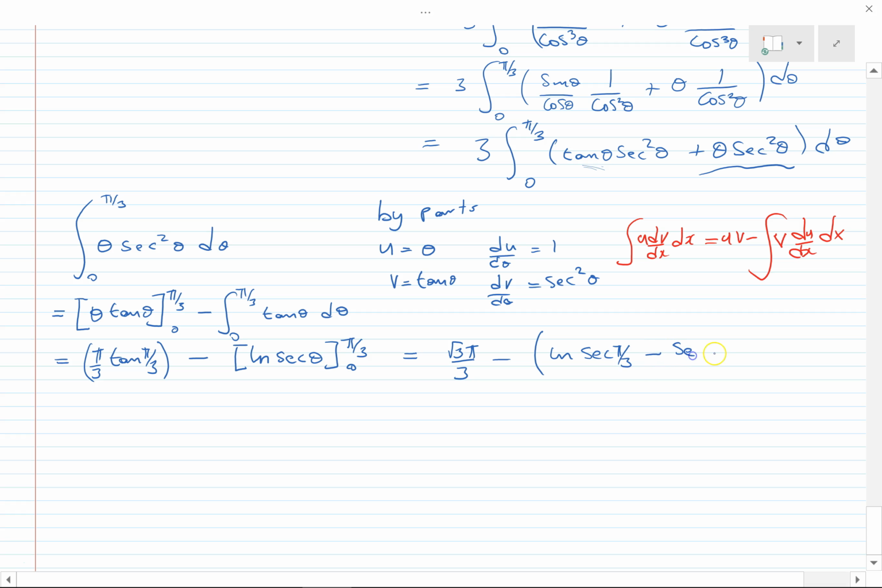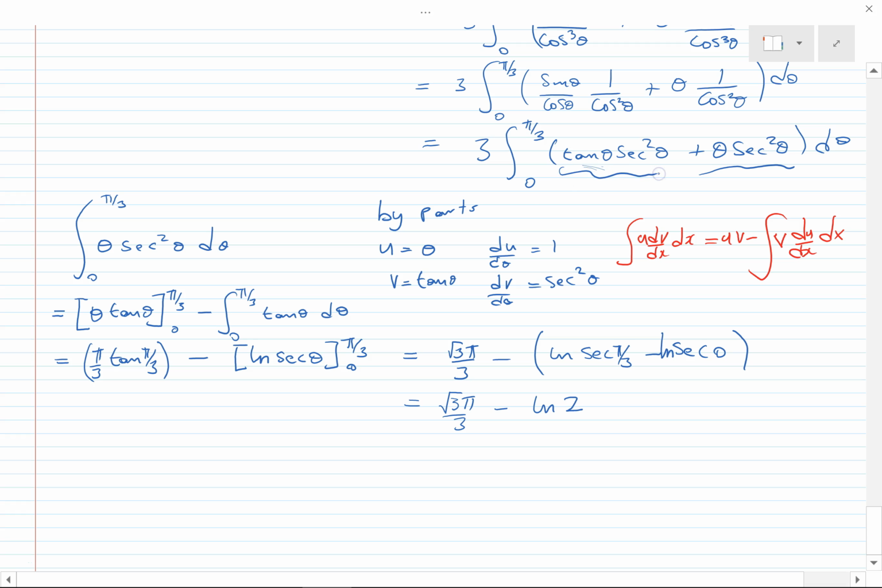Take away sec of 0. Now cos of pi over 3 is equal to a half, so sec of pi over 3 is 2, and we get ln of sec of pi over 3. Sec of 0 is equal to 1, and ln of 1 equals 0. So we have, for the first part, the square root of 3, pi over 3, take away, it's just this bit here, ln of sec pi over 3, so that's equal to ln 2. Okay, so that's the first bit of the integral.